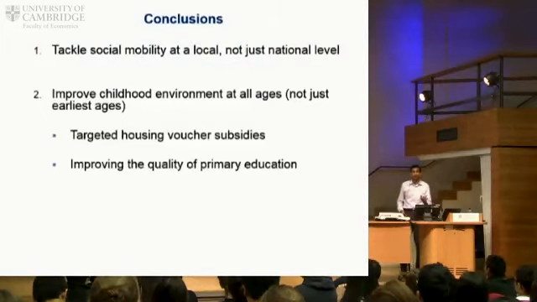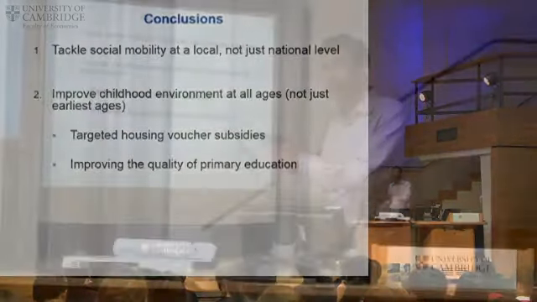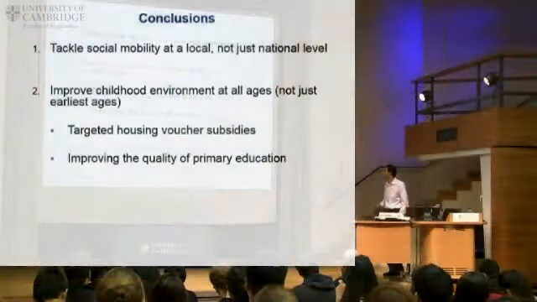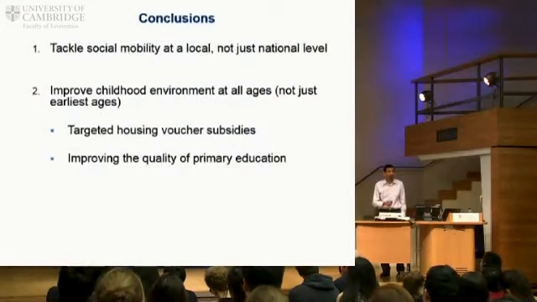Second, the childhood environment really seems to be critical at all ages, not just the very earliest ages. And there are a couple of policies which I've talked about in this lecture today that potentially might improve childhood environment, including housing voucher subsidies that are well targeted or improving the quality of primary education. But I want to stress that those are only two examples of the types of policies that we should be thinking about to improve childhood environment.